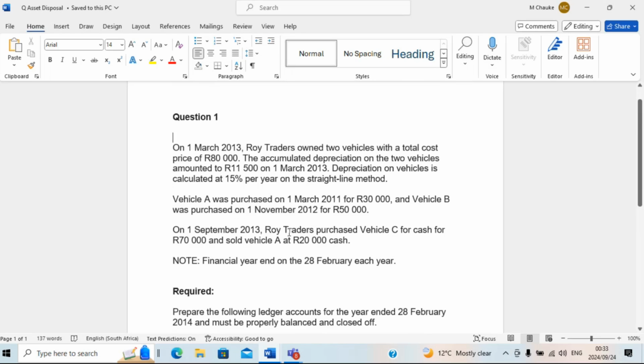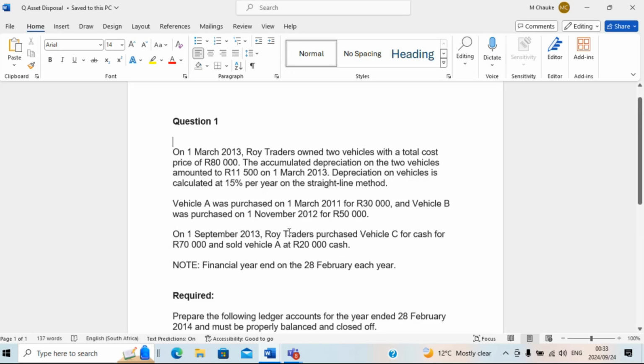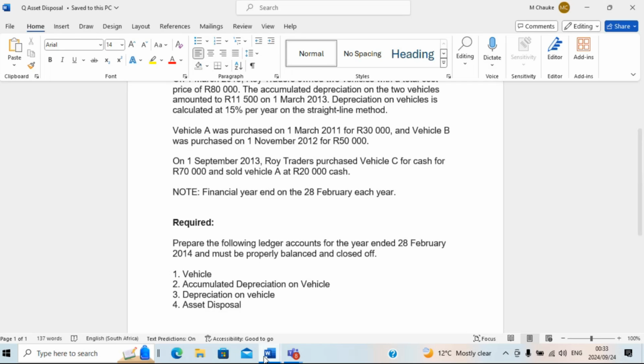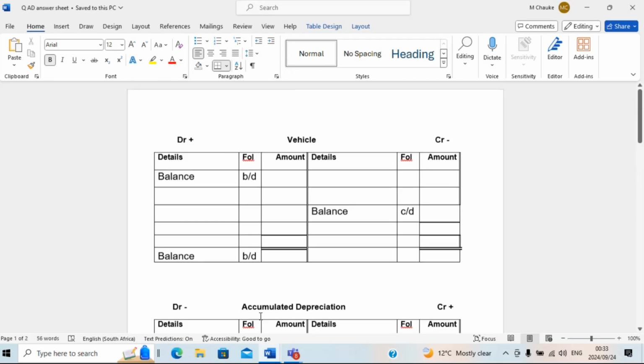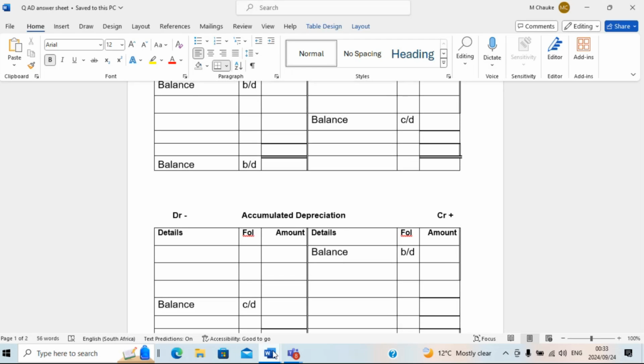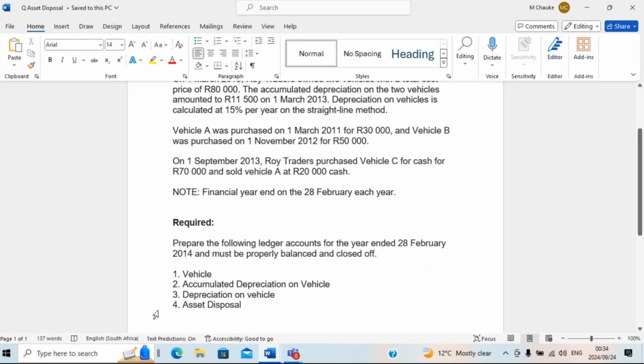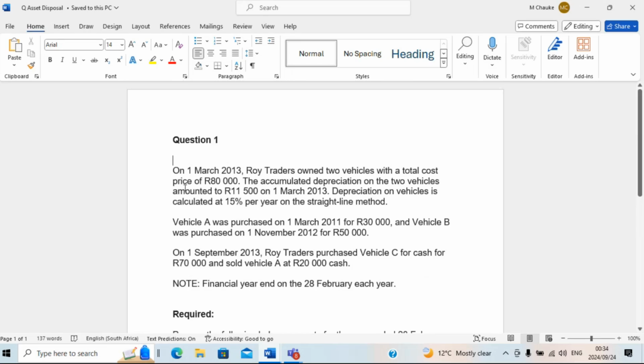So I'm going to read the question and then we'll take it from there. Here we've got this question. We also have the answer sheet there, right? And we also have the working sheet, right? So let's start with the question. The question is as follows.